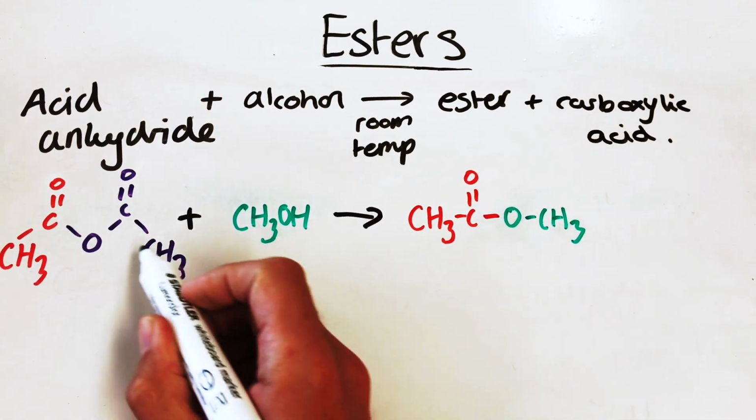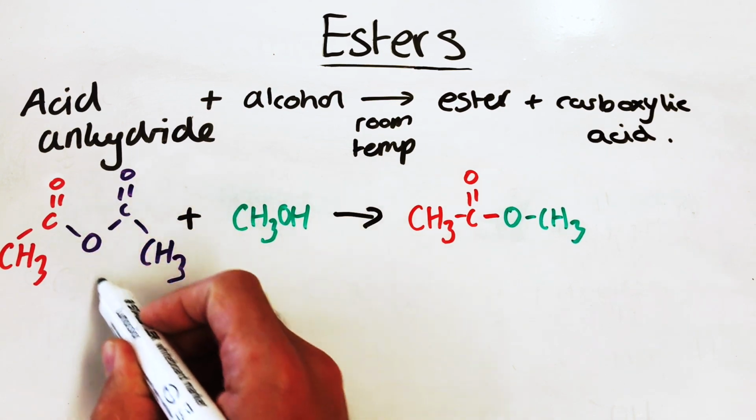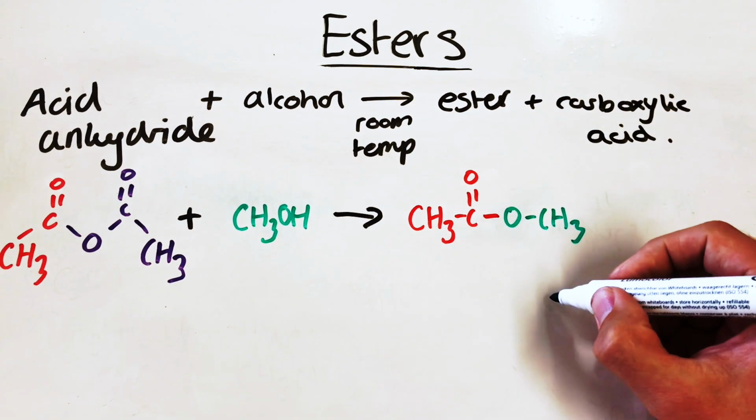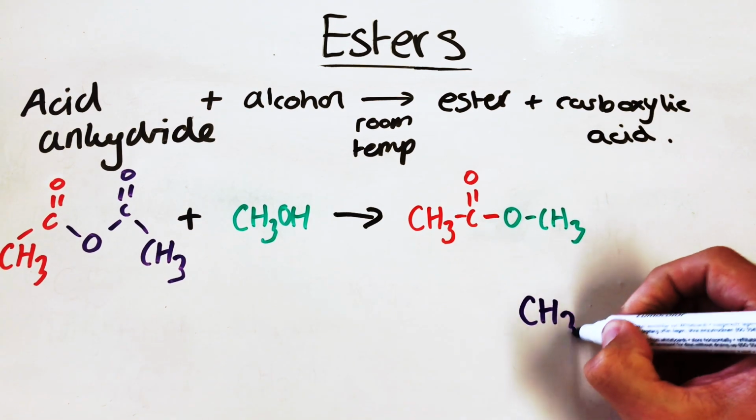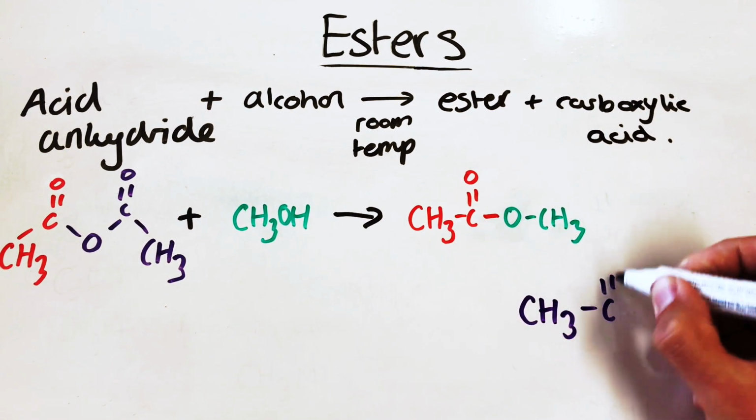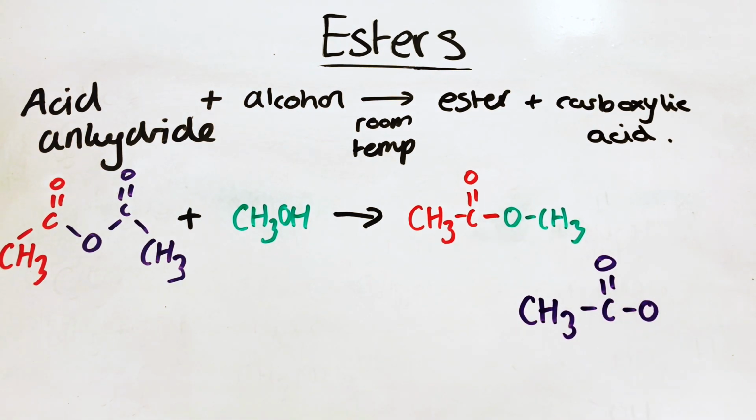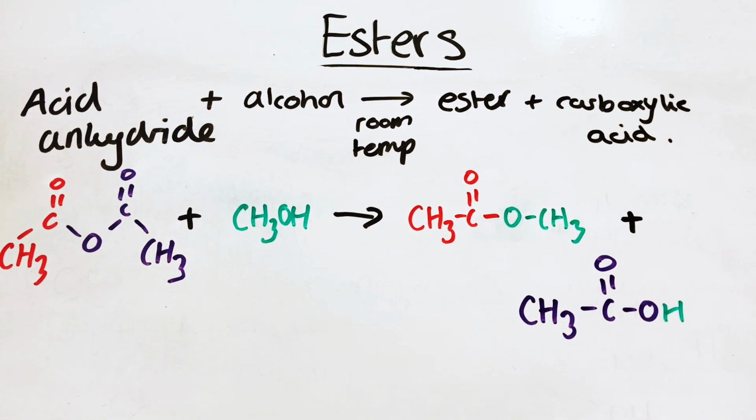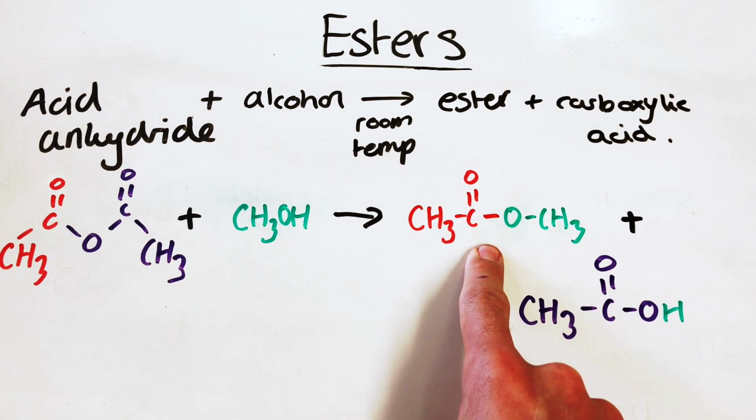So the hydrogen here will leave and join this leaving group to form the carboxylic acid. So our carboxylic acid is going to be CH3COOH, with the hydrogen from the alcohol being the waste product here. So those are our two products, mixing an anhydride and an alcohol to form our ester here.